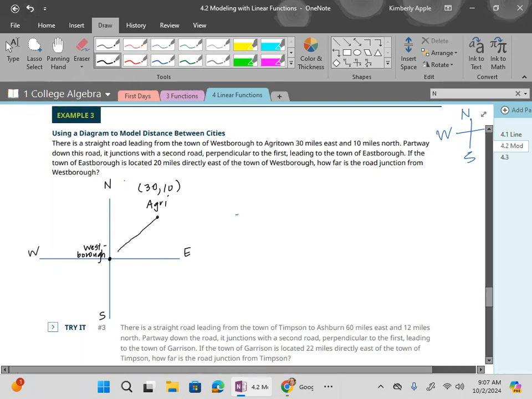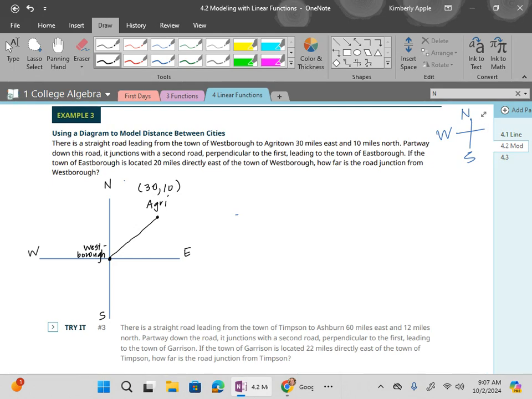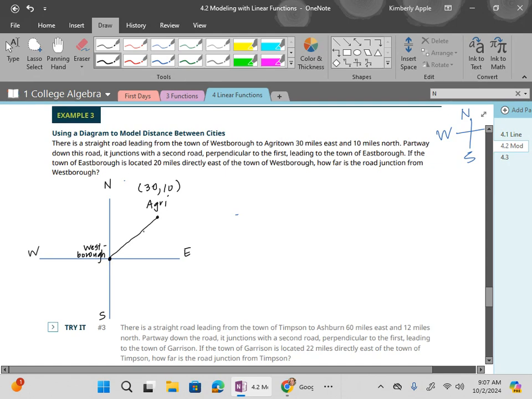Are y'all ready? Okay. So there's the road. Partway down this road. Notice I'm having to go back and really think about what that's talking about. If I'm traveling on this road, partway down the road is somewhere right here, right? It junctions, and what that means is it splits off. There's a turn. This turn is perpendicular to this road. We learned what perpendicular lines look like. They form a right angle. So that's going to roughly be something like that, right? And this is a right angle. So there's another road leading to the town of Eastboro.